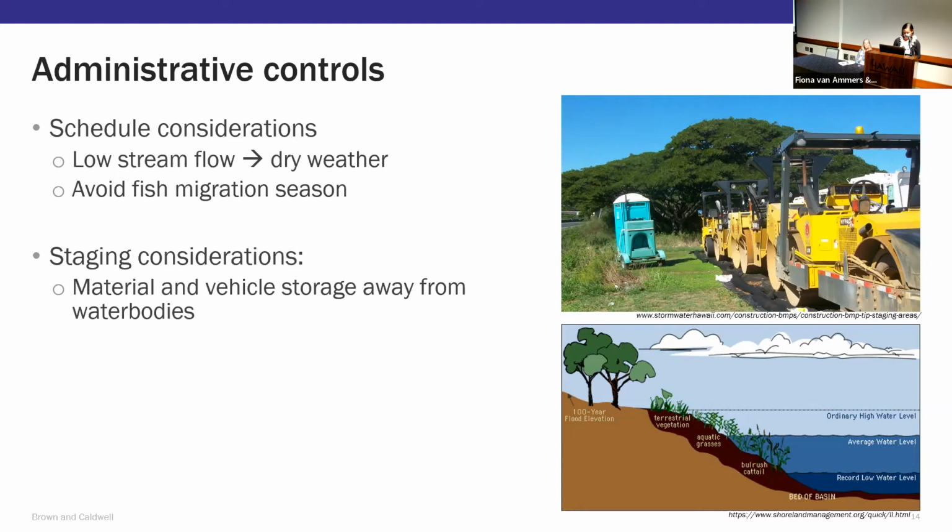To keep your staging and stockpiling locations at least 50 feet from the edge of stream banks or shorelines. To use BMPs for your staging and stockpiling, such as covering your stockpiles or drip pans under equipment to capture oil and grease. All of this can be done to prevent pollutants and sediments from entering the stream prior to even working on the bridge.